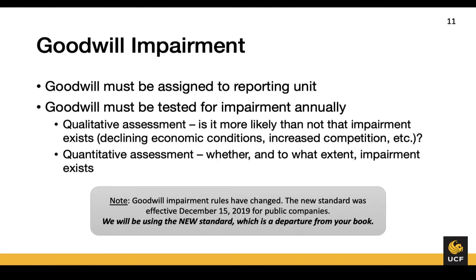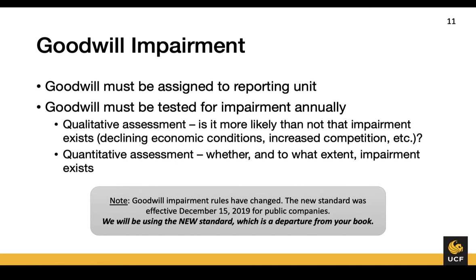When recorded, goodwill must be assigned to a reporting unit and then evaluated for impairment within that reporting unit. Annually, goodwill should be tested for impairment, beginning with the qualitative assessment of how likely it is that impairment exists. This qualitative assessment is referred to as step 0 because it comes before the two-step quantitative test. The quantitative test assesses whether and to what extent impairment exists.